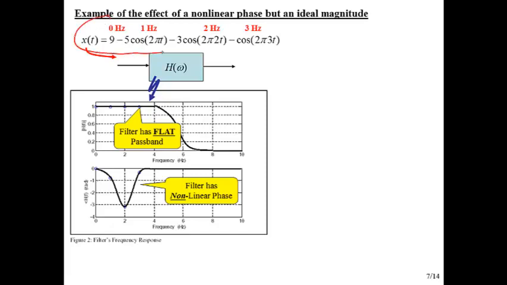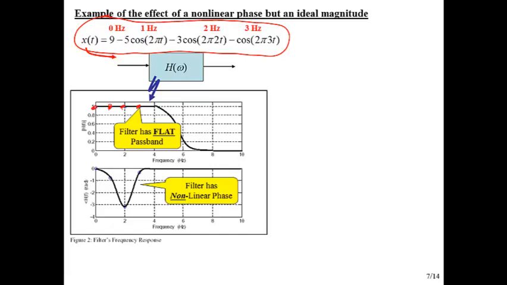Let's take a look at a simple input signal that consists of 4 sinusoids. Yeah, I know 9 is not necessarily a sinusoid, but we can think of it as a sinusoid at 0 hertz. So one thing at 0 hertz, one at 1 hertz, one at 2 hertz, and one at 3 hertz. And I've constructed a magnitude response here so that at those frequencies, 0, 1, 2, and 3, the filter has a perfectly flat passband at all of those frequencies. So the magnitudes are not being changed at all by this system.